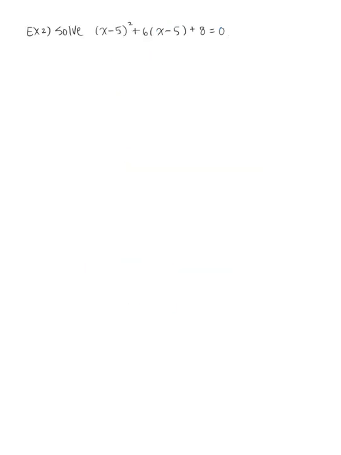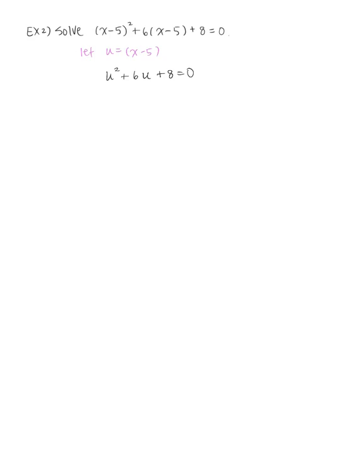Now let's take a look at something like this. Solve the whole quantity x minus 5 squared plus 6 times the quantity x minus 5 plus 8 equals 0. Now our job is to make this into a quadratic equation, which is something of the form u squared plus something times u plus 8 equals 0. Can you guess what the u is going to be? Well, if I let u equal the whole quantity x minus 5, then I can rewrite the original equation as u squared plus 6u plus 8 equals 0.